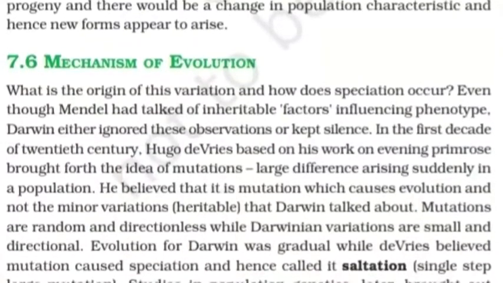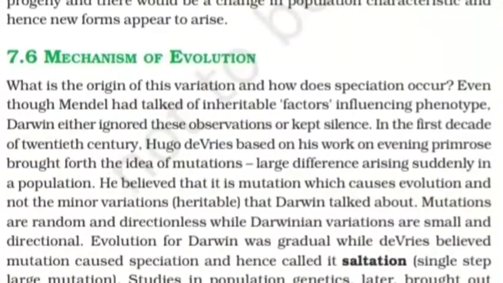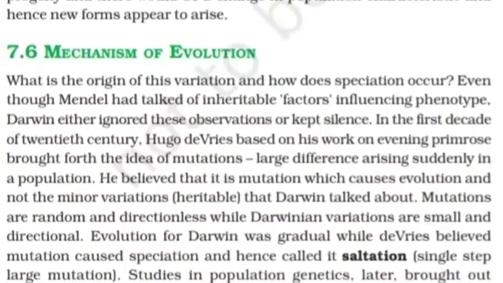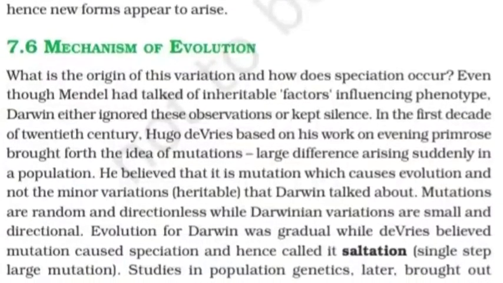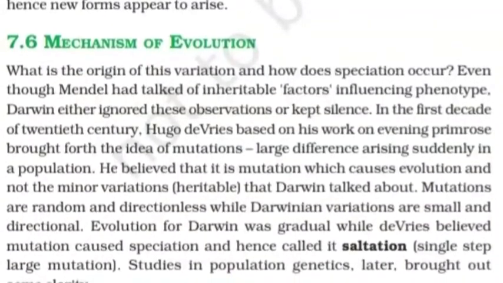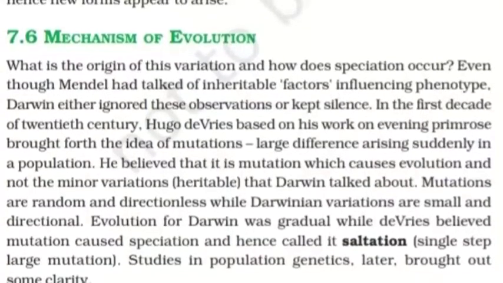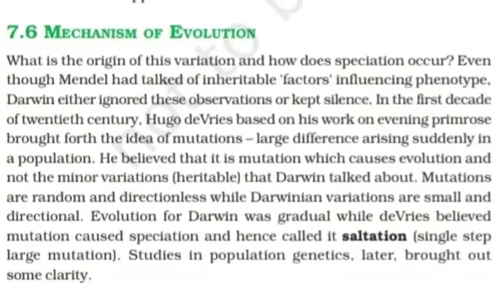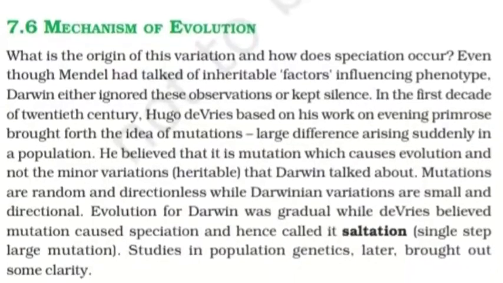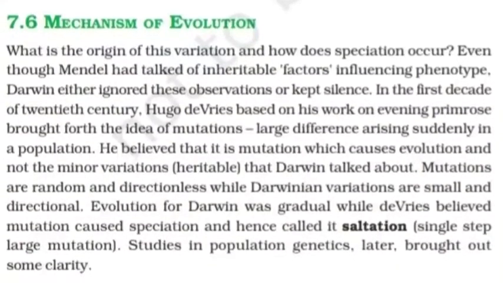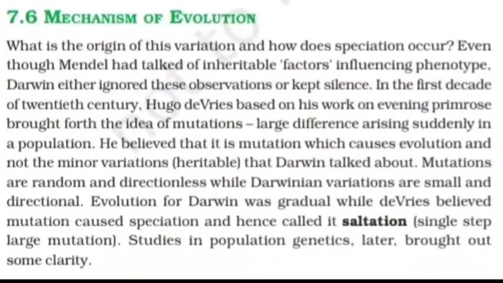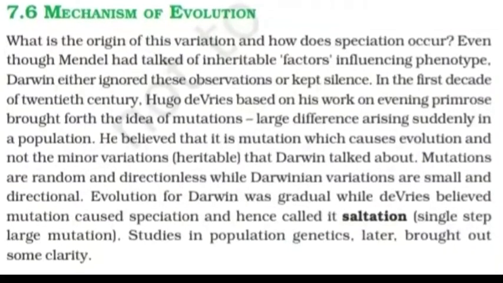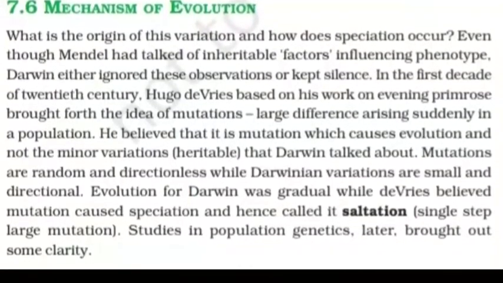Mutations are random and directionless, while Darwin's variations are small and directional. Evolution for Darwin was gradual, while de Vries believed mutation caused speciation and hence called it saltation, a single-step large mutation. Studies in population genetics later brought out some clarity.